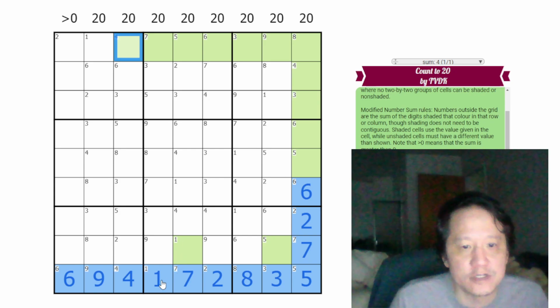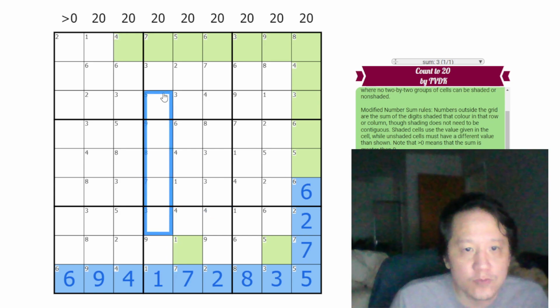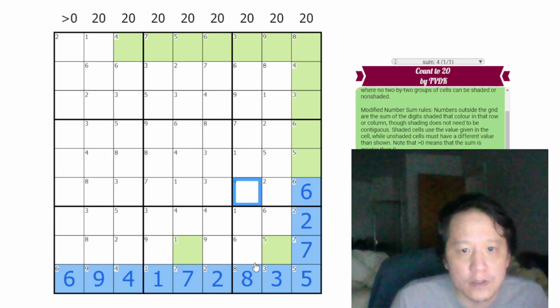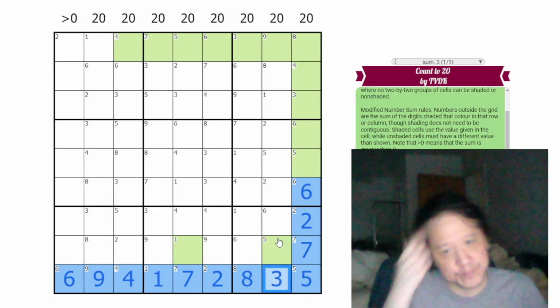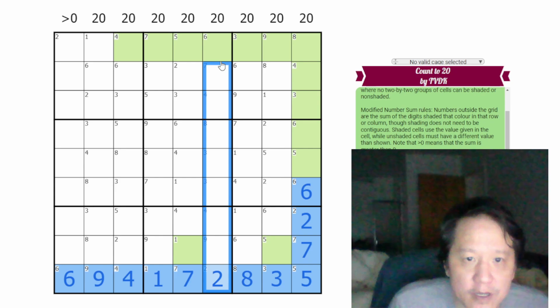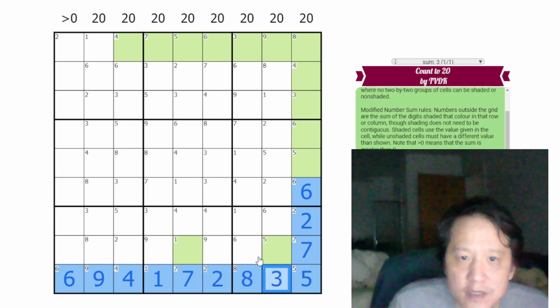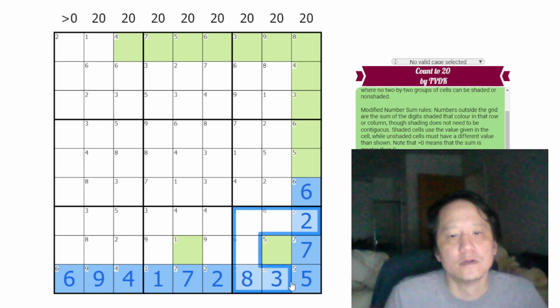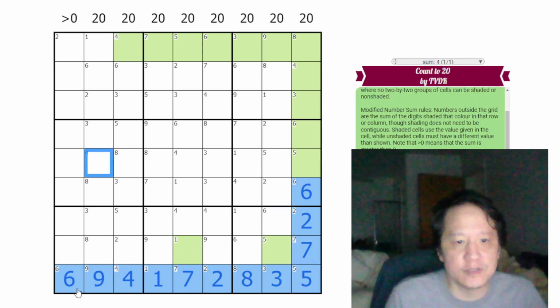So 4 is unshaded. 1 is in the same column, 7 has nothing, 2 has nothing. So this adds up to 20: 6 plus 2 plus 7 plus 5, so that's 6, 8, 15, 20. Okay, this is 3. 2 cannot be in any column or any 3 by 3 box. 8 cannot be in any column or 3 by 3 box. 3 cannot be in any column or 3 by 3 box. So we got that, and this is 9.